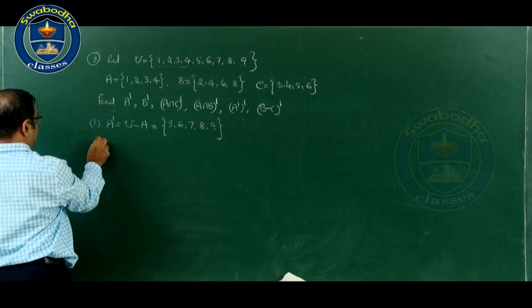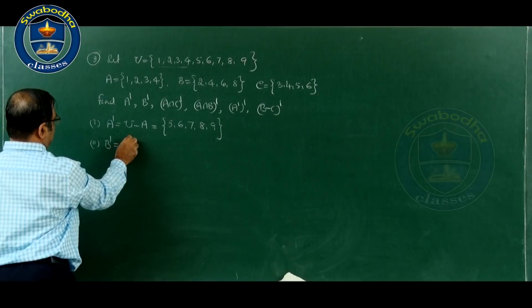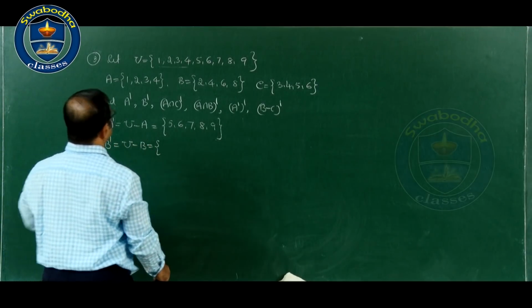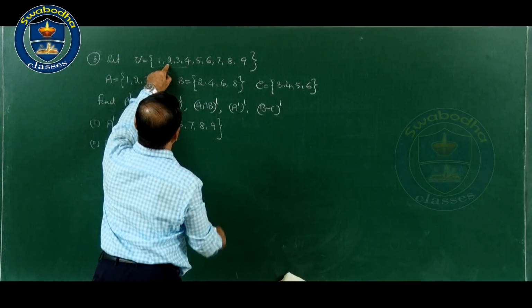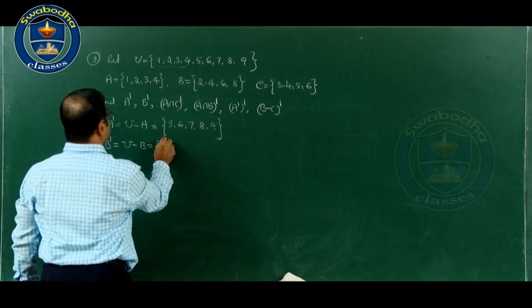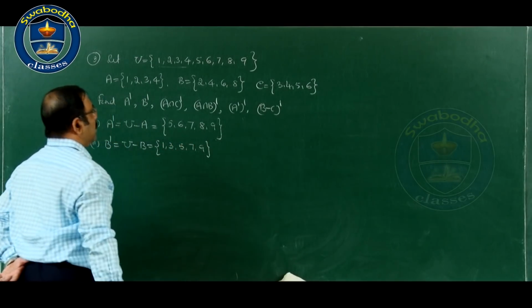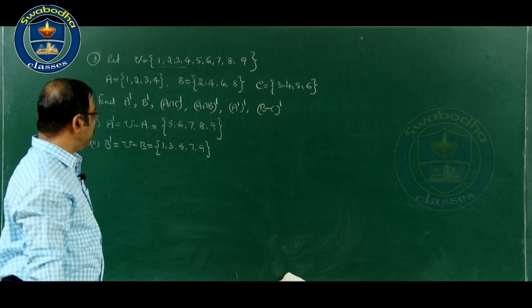Then the second one, B complement, is U minus B. What is U minus B? Subtract 2, 4, 6, 8 from U. Then we get 1, 3, 5, 7, 9.